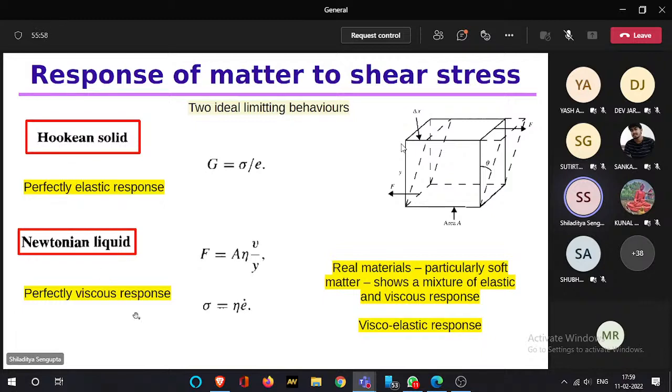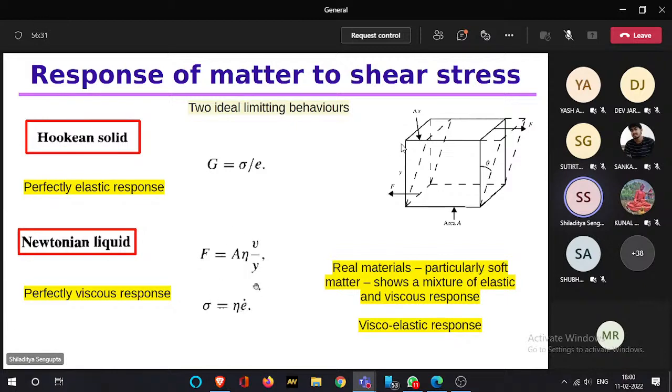The other extreme ideal model is the perfectly viscous response. Here what dominates is the viscosity of the fluid. The fluid starts to flow with a velocity v, and let's say here it is at rest, so there is a velocity gradient, v by y, and F by A is the shear stress.